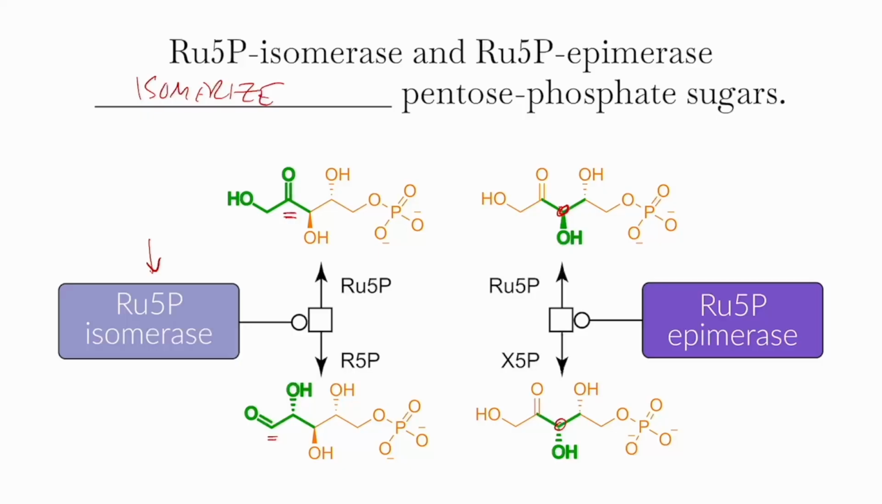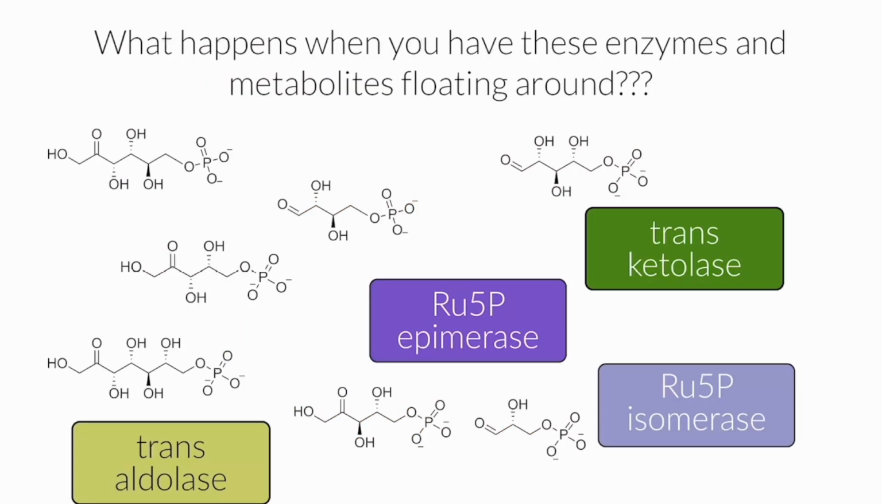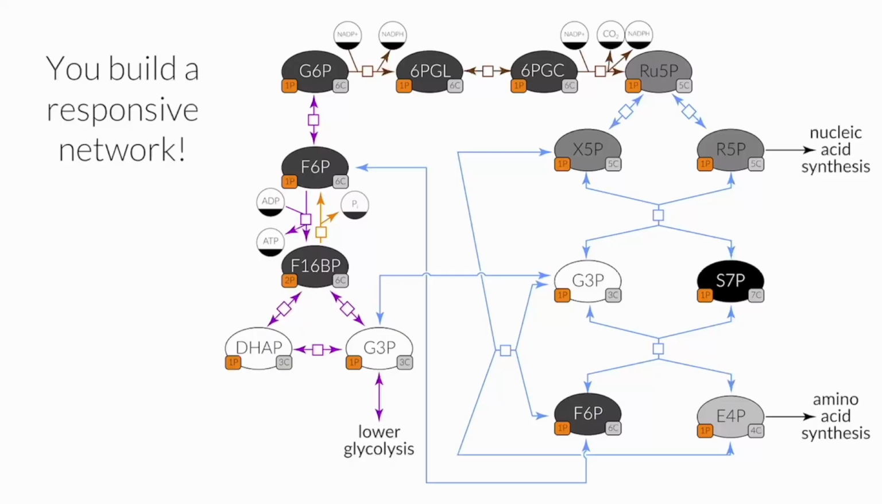Okay, so what we've seen is we have a bunch of enzymes that are fast and reversible and catalyze the exchange of a bunch of different reactions, right? They move 2 carbon units and 3 carbon units, and they isomerize things, and you put them all into a mix, and what happens is you end up building a responsive network. And so this responsive network here is going to be able to change what concentrations of things are around just based on Le Chatelier's principle, right?